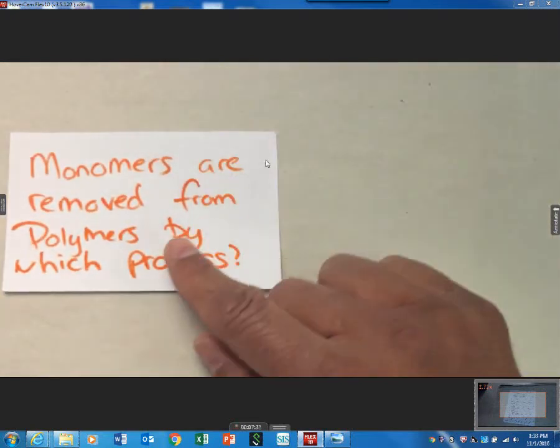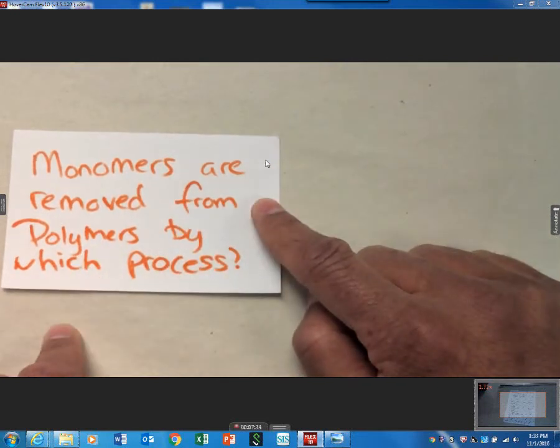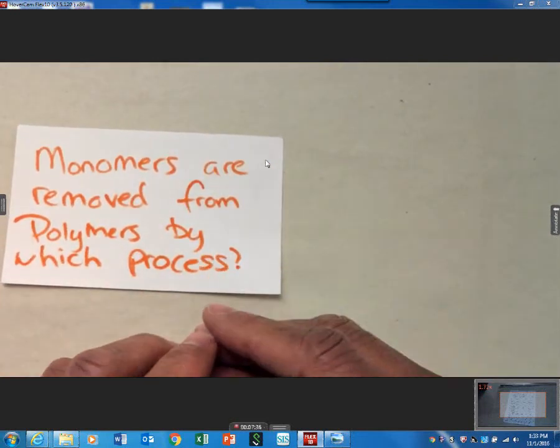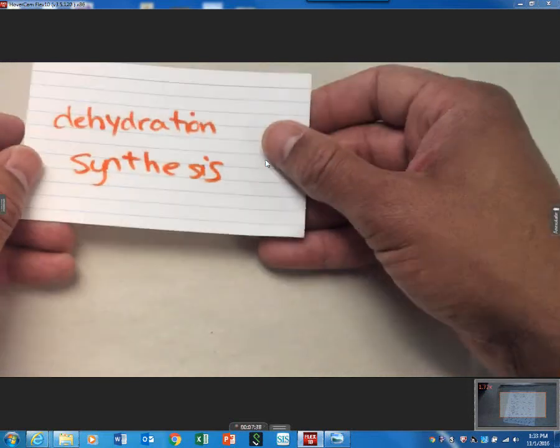All right. Like I said, a student made it. So when it's removed, it's hydrolysis? When you remove a monomer, it's hydrolysis. When you add a monomer, it's dehydration synthesis. Okay? When you build it, it's dehydration synthesis. Okay.